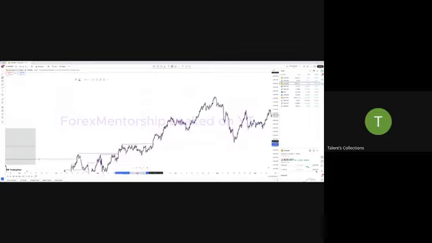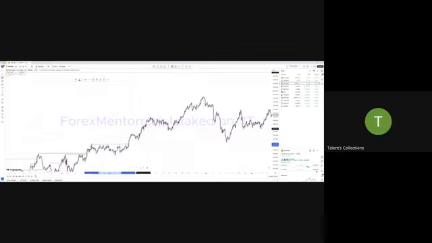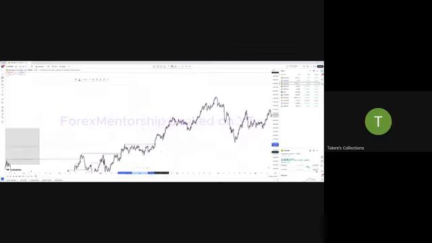This was not a change of character. So any person that is like, this is a break of structure, this is a change of character, let's see if price will pull back, you will get burnt. This is not a change of character. It was just a sweep of this particular low. Price kept going up. So if I'm even to mark the swing here, I'm going to be marking from this point.